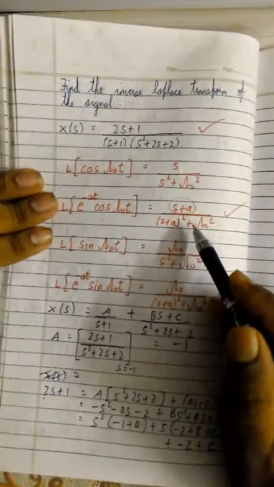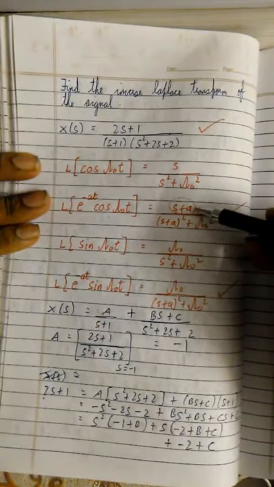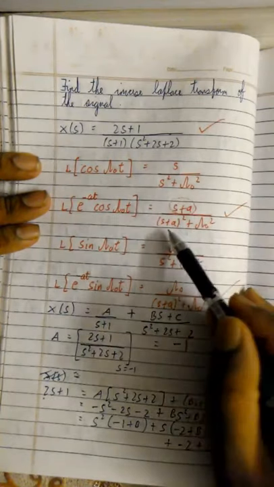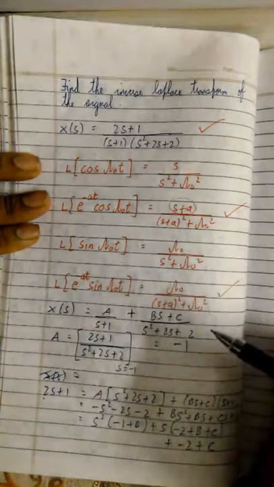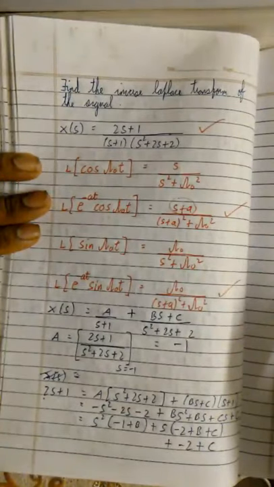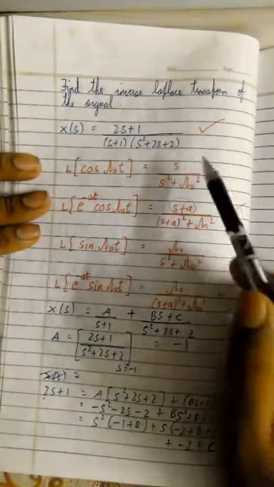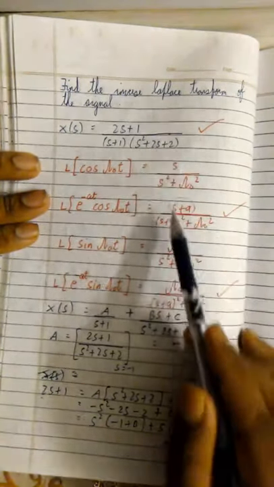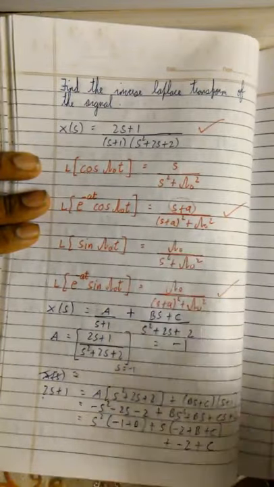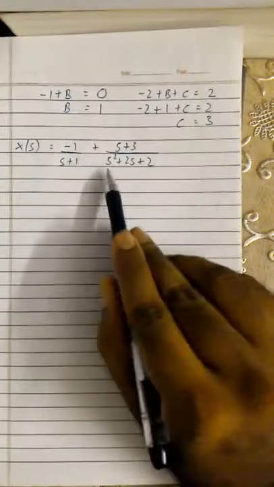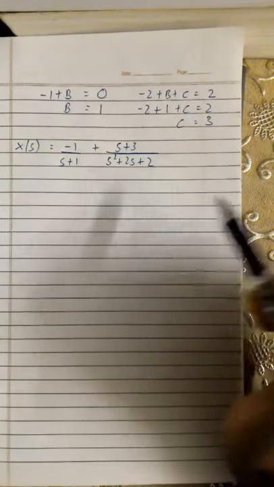But here you can see the numerator s plus a must be the same as the denominator in this term, s plus a the whole square. So first I'm going to convert my given denominator, this factor, into this format. And I have said in the last class how to do it very easily. Just look at the first two terms and then complete the square.